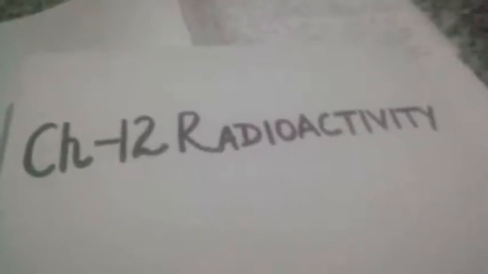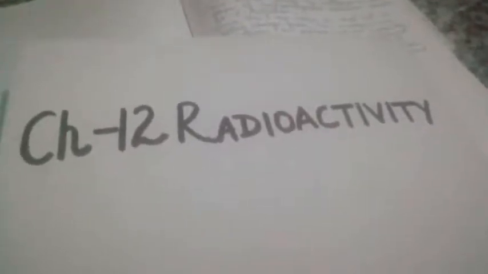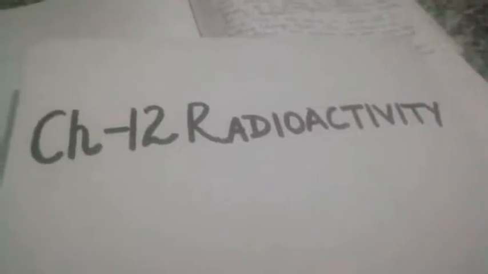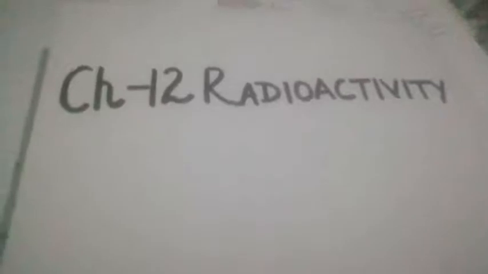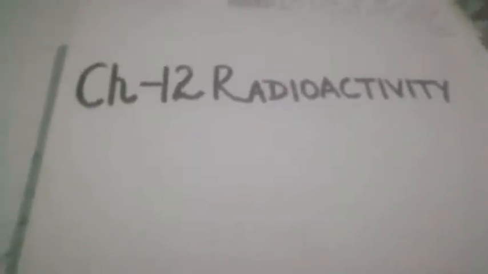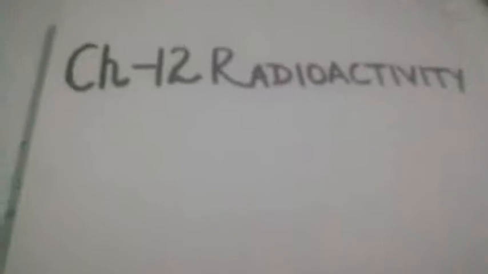In many diseases such as leukemia, cancer, etc. are cured by radiotherapy. Okay. Gamma radiations from cobalt 60, 60 is the mass number of cobalt, are used to treat cancer by killing the cells in the malignant tumor of the patient.